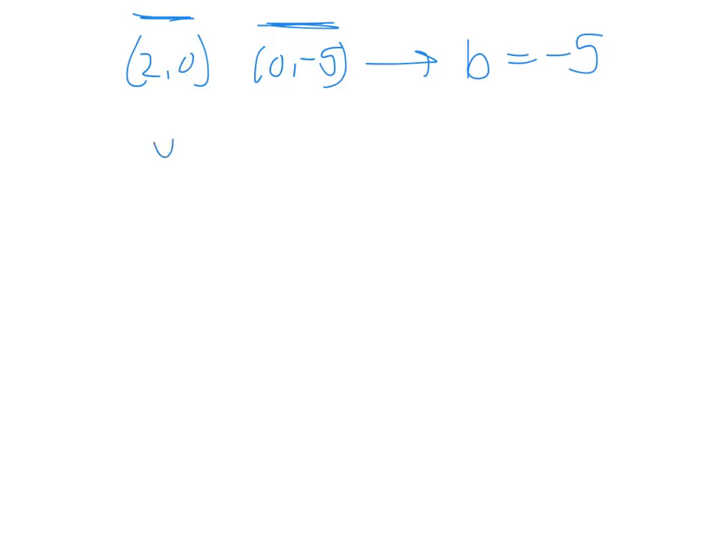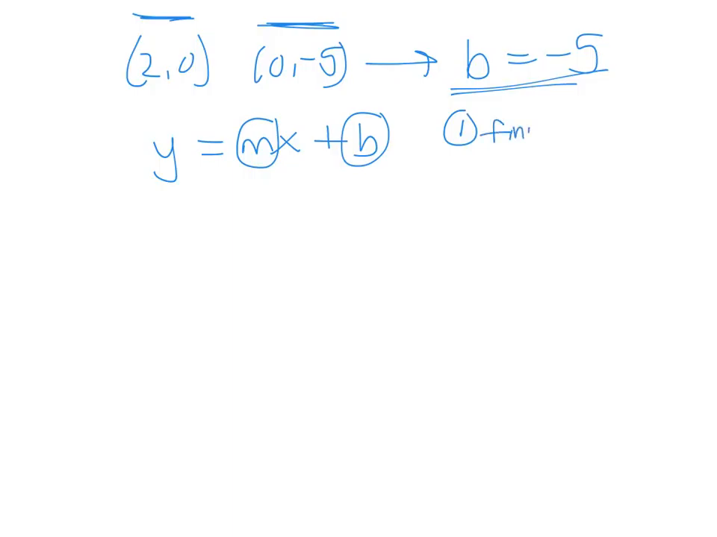So one point was 0, -5, and the other point was 2, 0. And remember, this was our x-intercept, this one was our y-intercept. So the fact that they've given us the y-intercept means we already know that b equals -5. And now we just want to write our equation, figuring out what m is. This part's already done. We've got what b equals. The first part is always finding the slope.